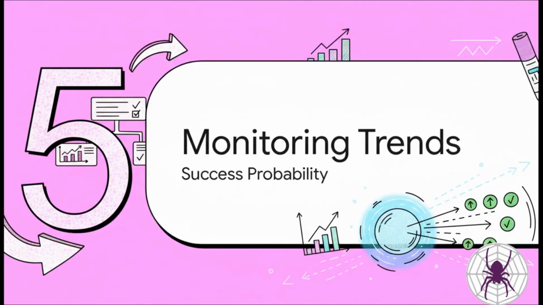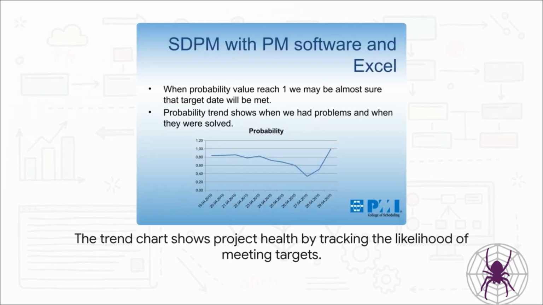This update cycle gives us our most powerful tool for proactive project control. It stops being about looking back at what happened, and it starts being about looking forward at our chances of success. And this is the key output, the success probability trend chart. This chart becomes the single most important health indicator for the entire project. We use it to plot our likelihood of hitting our targets over time, and it shows us in real time whether our probability of success is going up or down.